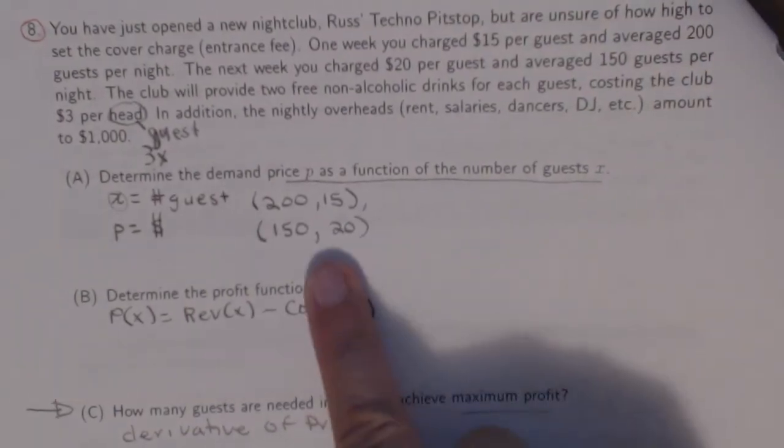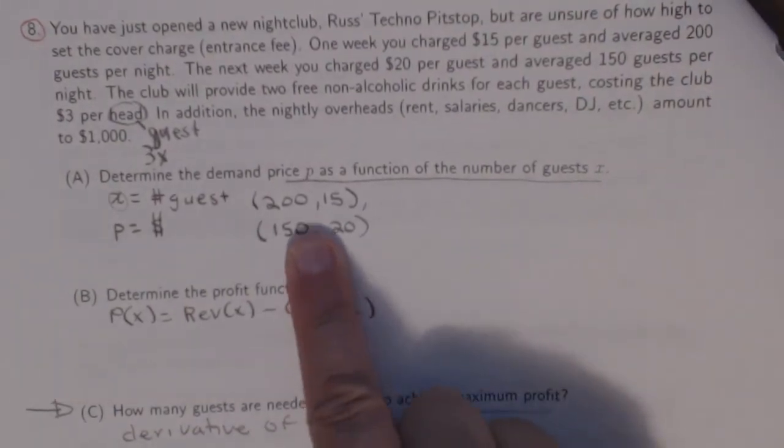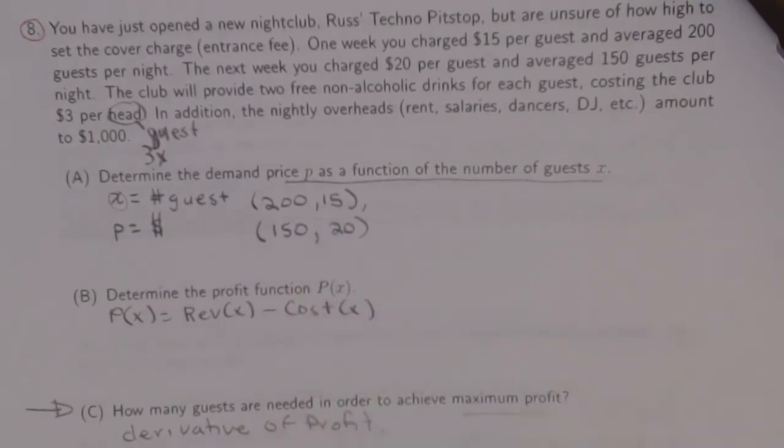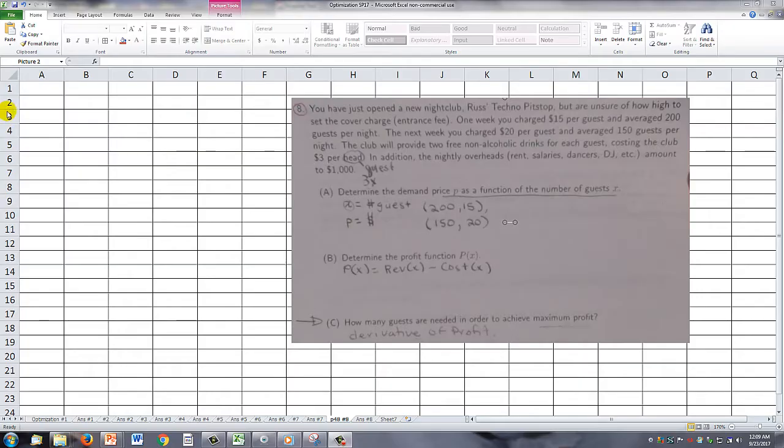Okay, so this one is a problem where you have to actually build a trend line given 2 ordered pairs in Excel. So we'll do that. Okay, so we have decided, because of the problem, to let the X for number of guests be our input and P for price be our output, and so we created ordered pairs 215 and 150, 20. And there was a problem like this on the test that kind of got some people.